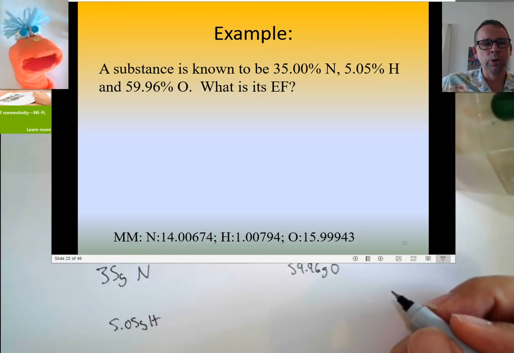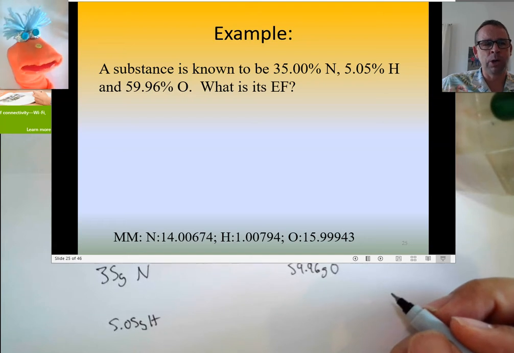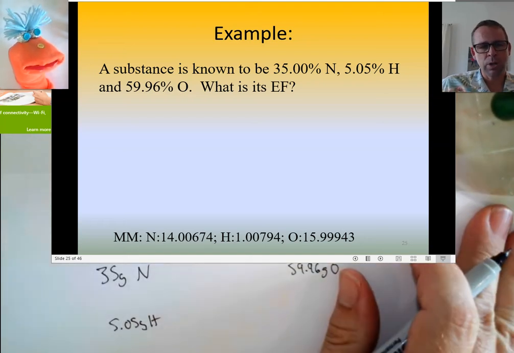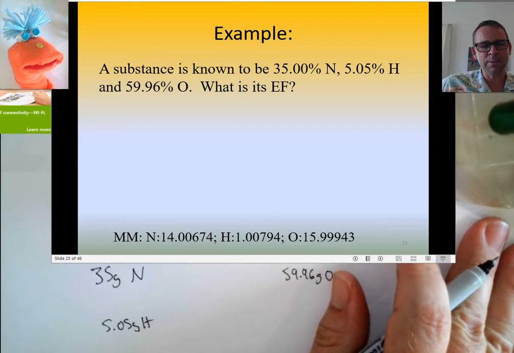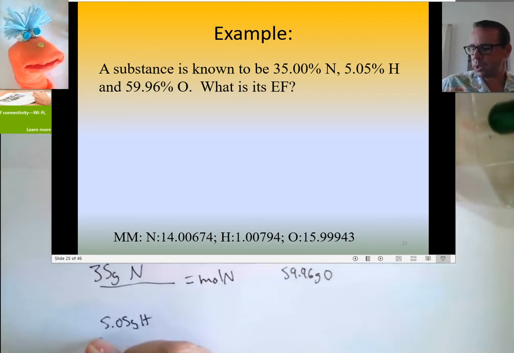Now, how does that help us with the empirical formula? I know this. The empirical formula is the mole ratio of the atoms in the compound. That's right, the molar ratio. So, if I take these masses here and convert them to their moles of the compounds, right?